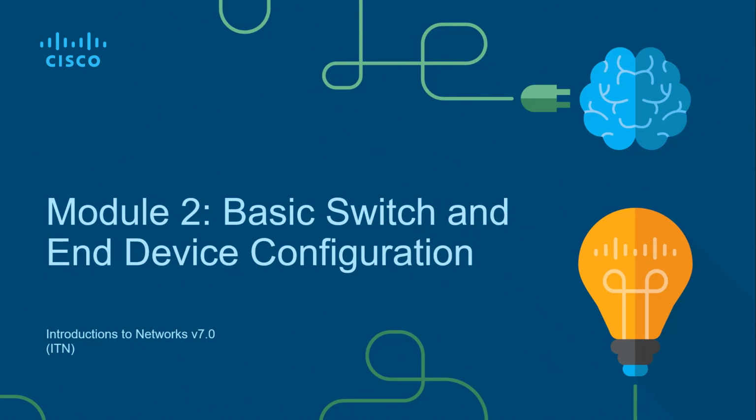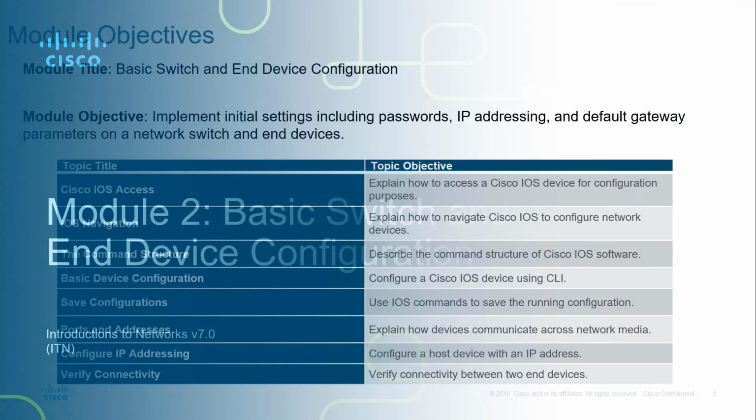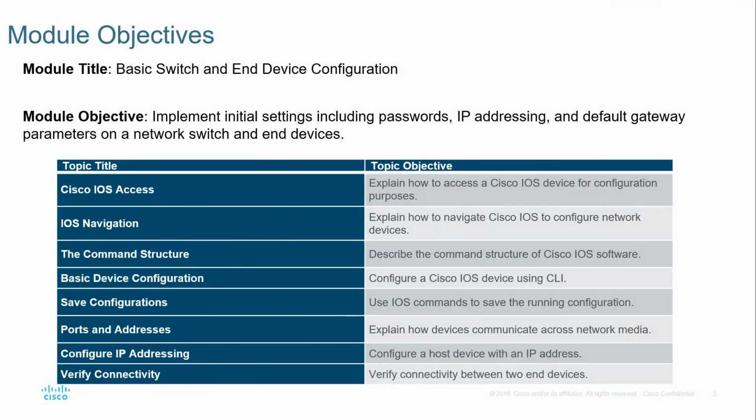Welcome to Module 2, Basic Switch and End-Device Configuration. We're going to be talking about basic Cisco IOS navigation, the command line structure, how to configure a basic Cisco device, and how to save the configuration. We're going to talk about some basic port communication and media, how to configure addresses for host devices, and then how we can verify communication between those two devices on a LAN.